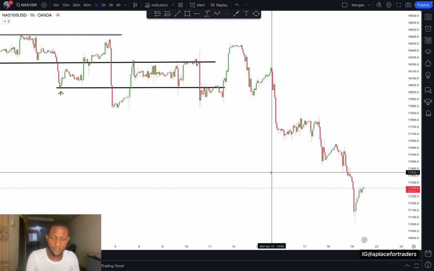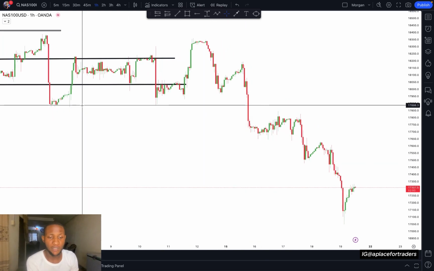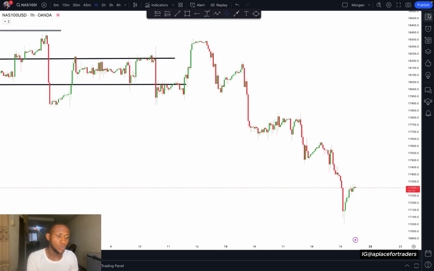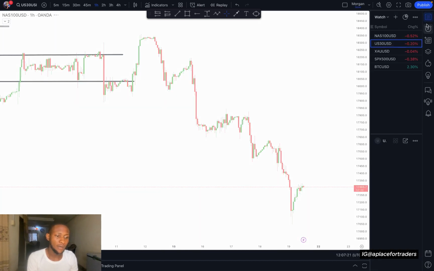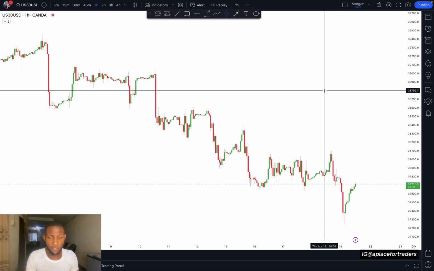So the Nasdaq right now is not really the best pair to use for this analysis because there hasn't been an opportunity here yet. So I'm going to be using the US 30 for this analysis, right? So here on the US 30, I can also use gold. Gold is looking good too, but I'll be using the US 30 because we're talking about the stock market, which is Nasdaq, US 30, and SPS potentially.